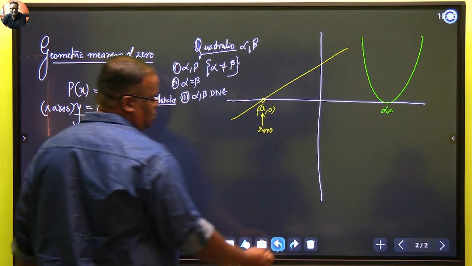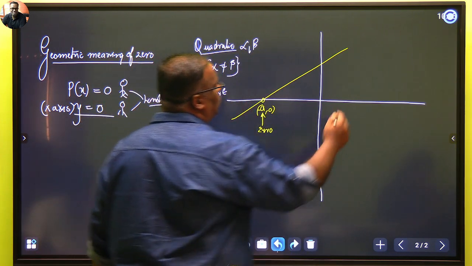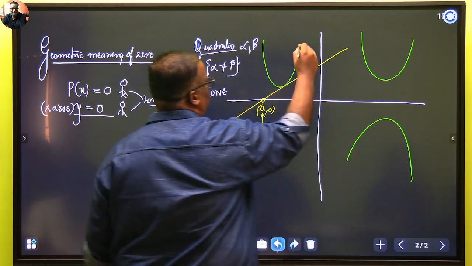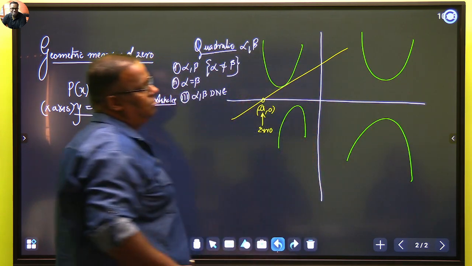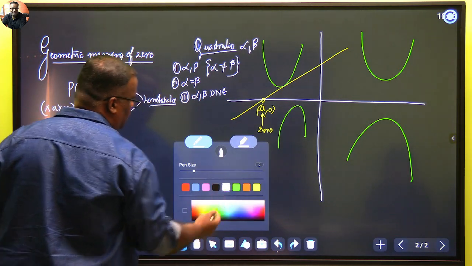In the do not exist case, I'm doing only for quadratic now. In do not exist, the graph will go like this. It will not touch the x-axis at all. Not touch the x-axis at all. Here also some more cases. Sometimes if your luck is bad.